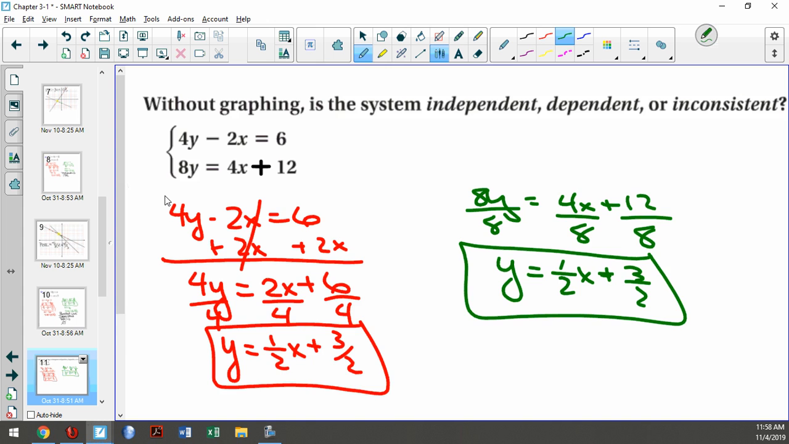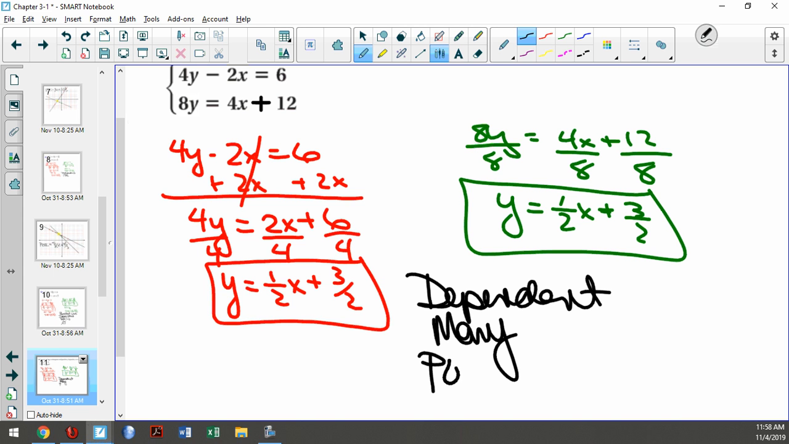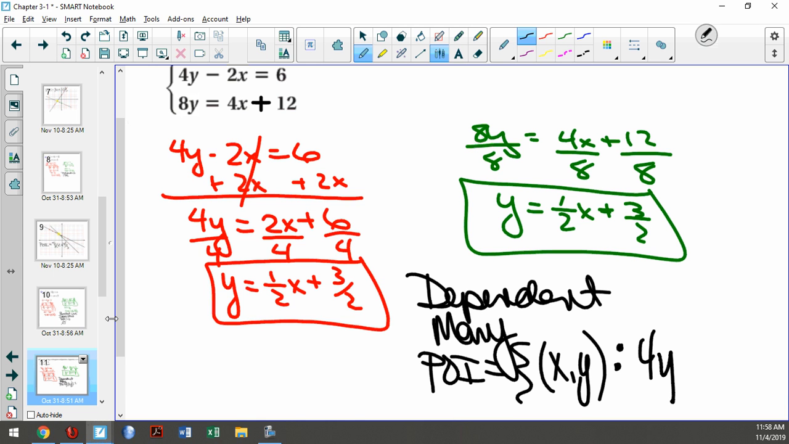This is a dependent system, meaning I will have many intersection points, and the point of intersection I'm going to have is going to be x comma y. Why? Because I want every ordered pair, colon, and then pick one of the equations. For argument's sake, pick the top one, because it does not matter, does it? They're exactly the same equation. Yes?